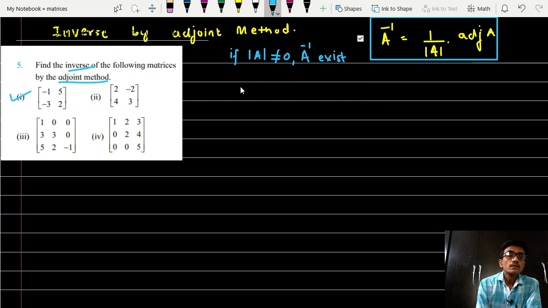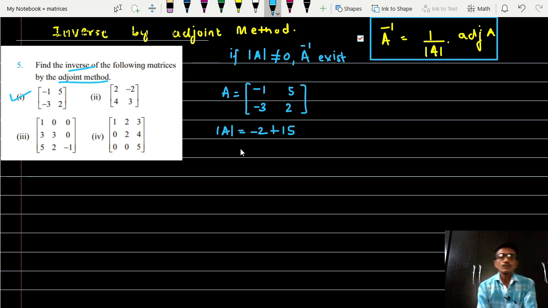Here matrix A is equal to -1, it is a 2 by 2 matrix, -3 and 2. First of all, we will find the determinant of this matrix, which is equal to -2 plus 15, which is 13, and clearly determinant of A is not equal to 0. Therefore, A inverse exists.